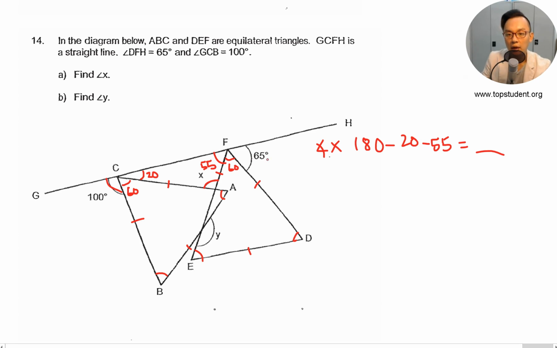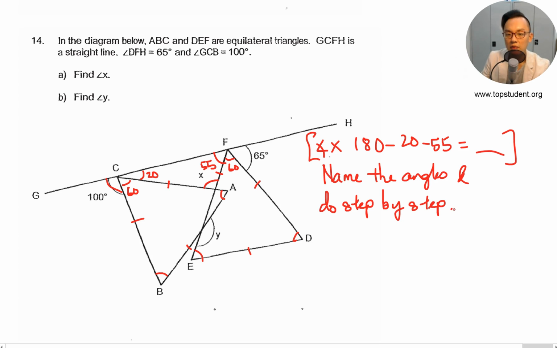Now, I don't want you to write it down like this when you are doing your work. I want you to do it step by step. Okay, so name the angles. Name the angles and do it step by step. I want to see your working when you are doing it. Okay, I want to mark your working as well.